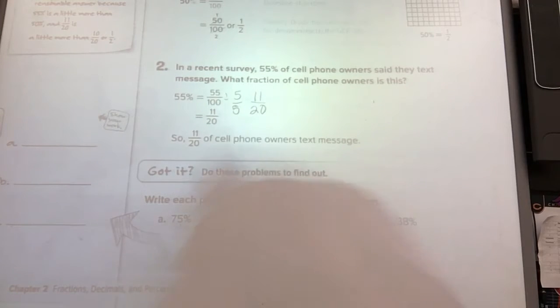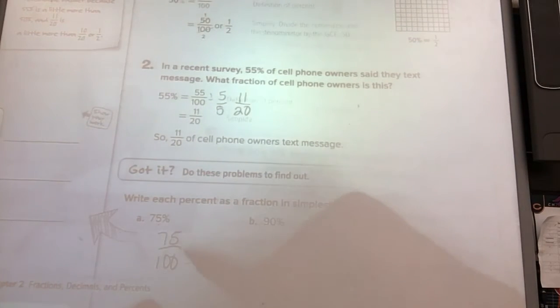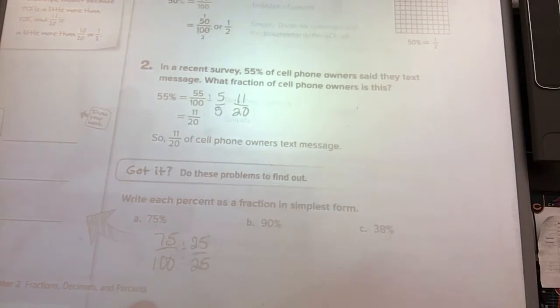75% is just 75 over 100, and then reduce it. Think about quarters here, 75 cents and $1. 25 cents can go into both of those. What you do on the top, you do on the bottom. So how many quarters are in 75 cents? 3. How many quarters are in $1? 4. So your answer is 3/4.